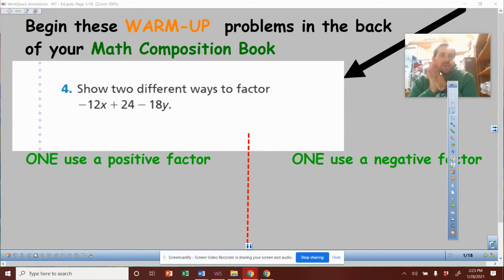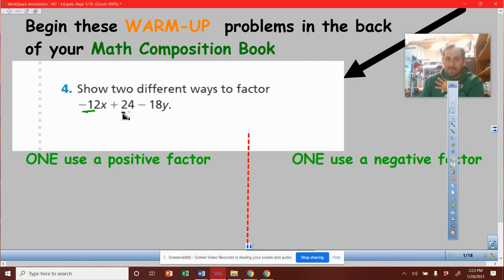Here's our warm-up question. Solve or show two different ways to factor this. There's multiple different ways to factor this, but I want you to factor once using a positive factor and then do it again using a negative factor. Now, the factors that we could actually pull out of this that have 12, 24, 18: numbers that can go into 12, 24, 18 are 1, 2, and 6.